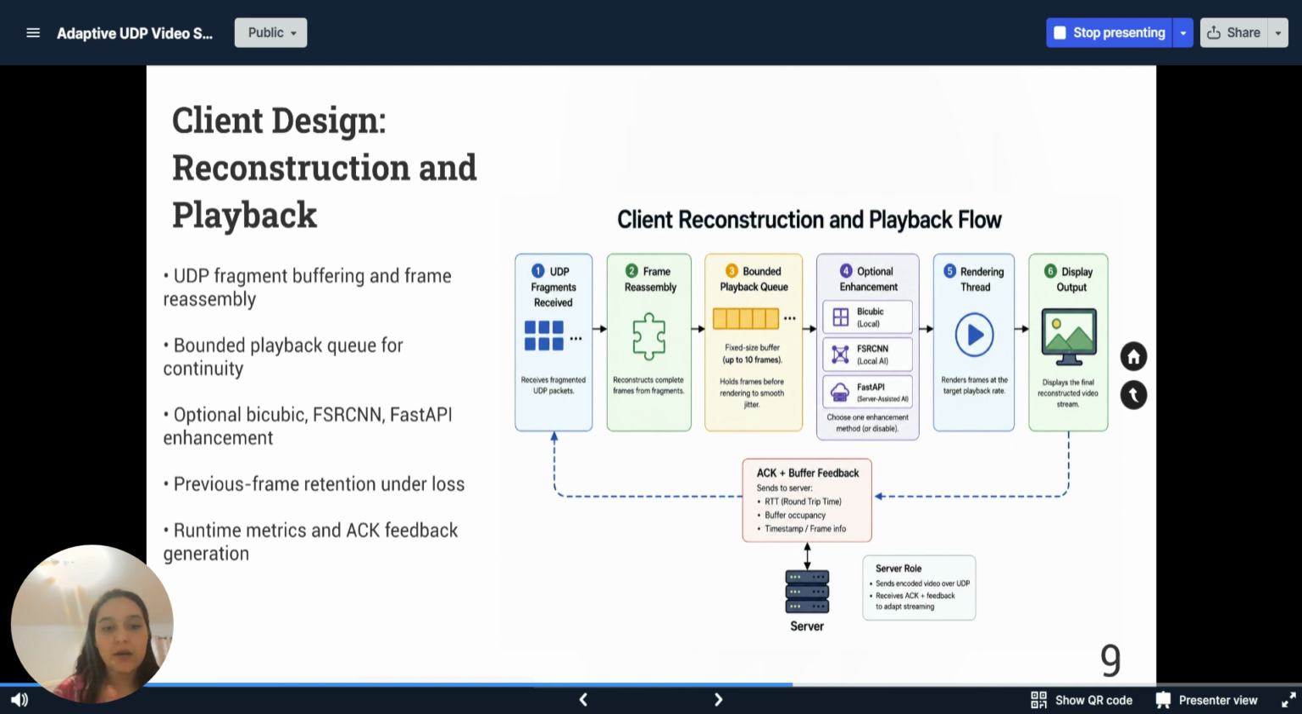And then the runtime metrics are recorded continuously on the client side. That is for our evaluation. So we look at how much time it took to augment the frame and how much time it took overall to reconstruct, etc. And then we send the ACK, the acknowledgement, with the RTT estimation back to the server with the buffer occupancy, of course, and then we display.